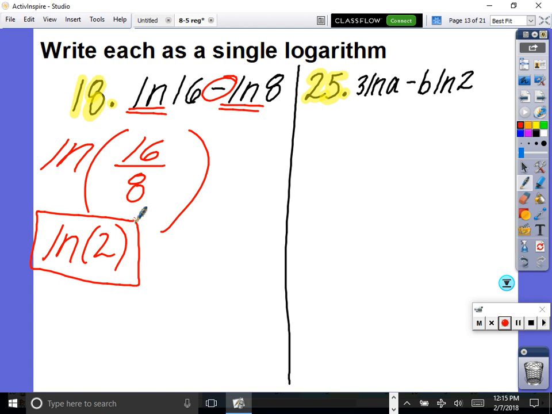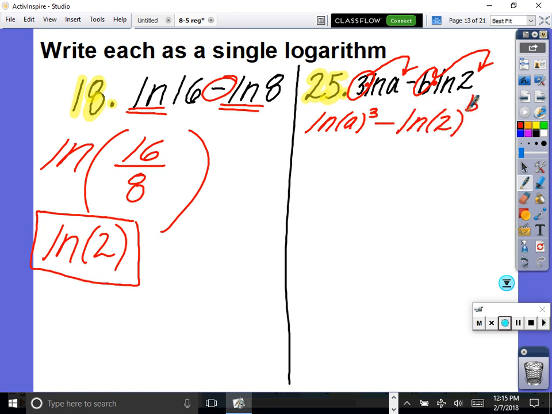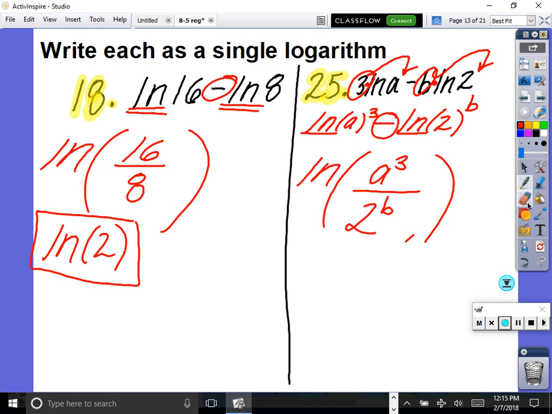So let's do the next one. Now look, these ln's we could put together because there was nothing in front of them. Now this 3 is restricting us, and this b is restricting us from putting the ln's together. So let's fix them. Those are actually exponents, aren't they? So we have ln of a to the third minus ln of 2 to the b power. You'd say, oh, look, 2 ln's. That means I can write 1 ln with some parentheses. When you subtract, you divide. So a cubed divided by 2 to the b. And we've just written it as a single logarithm. Everybody good?